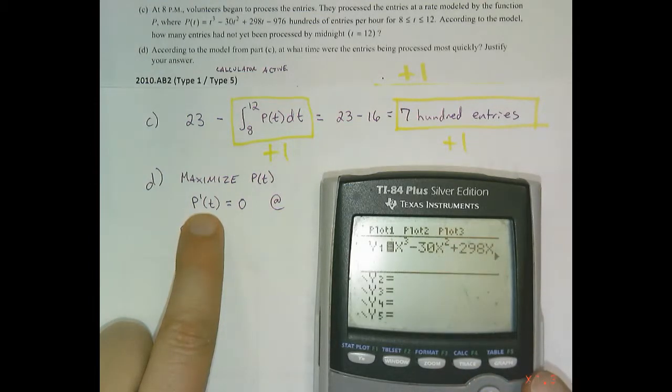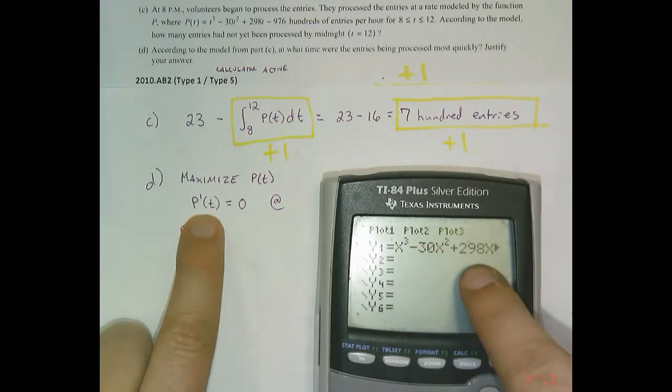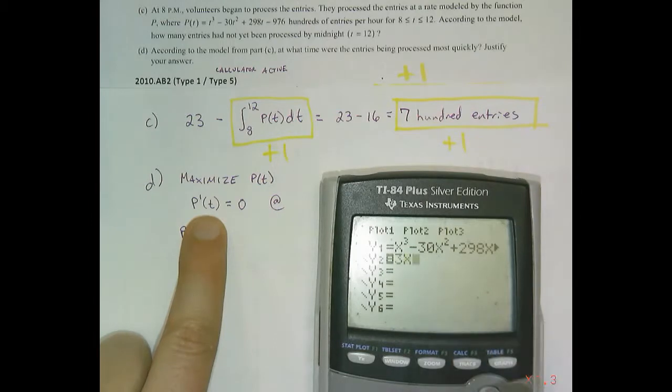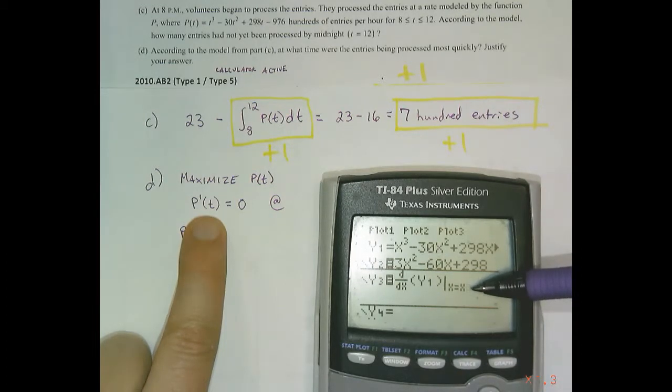So let's turn this function off, and I can either hand write the derivative here, or I can have the calculator do the derivative for me. This is a pretty basic derivative, so I'm going to hand write it myself. 3x squared minus 60x plus 298. But if you wanted to have the calculator do the derivative for you, which is a safe thing to do, you can press math 8, which pulls up the derivative command, take the derivative with respect to x of the function y1, vars, y vars function y1, as x equals x. So that's the way you would have the calculator do the derivative for you.